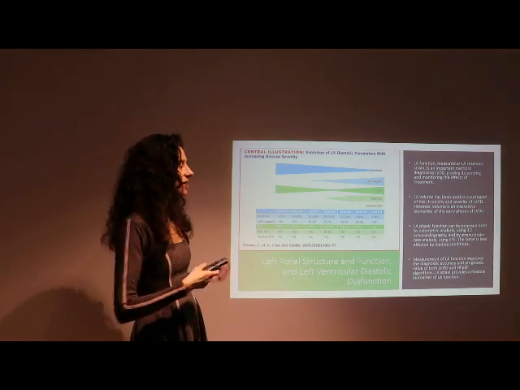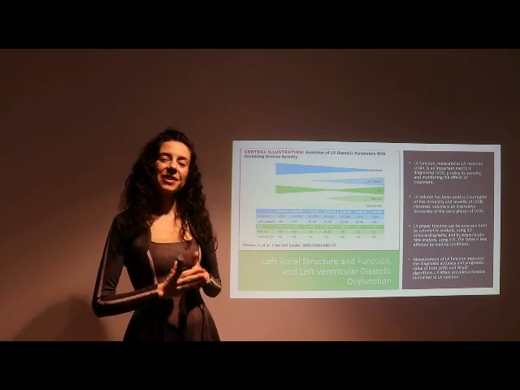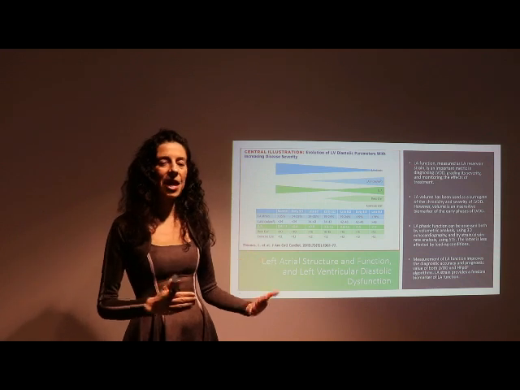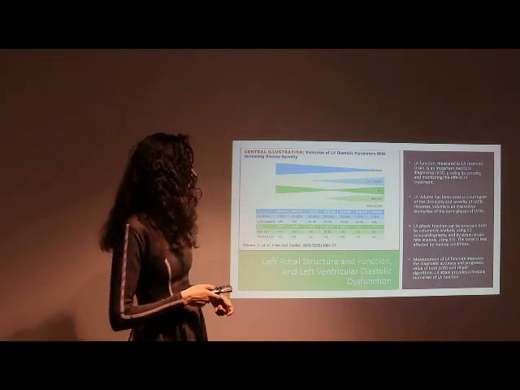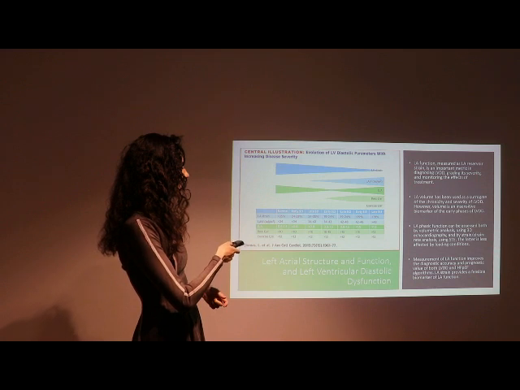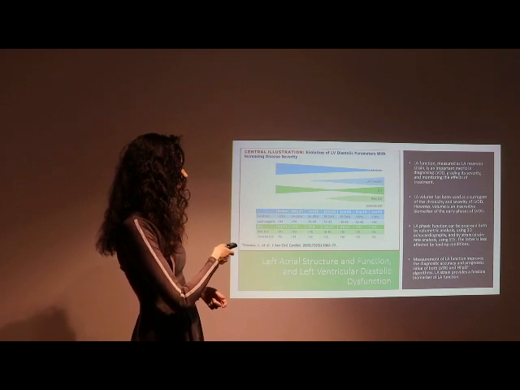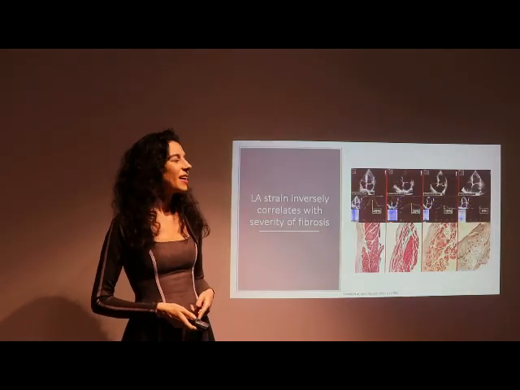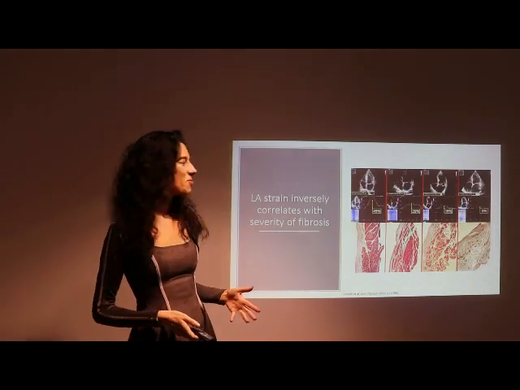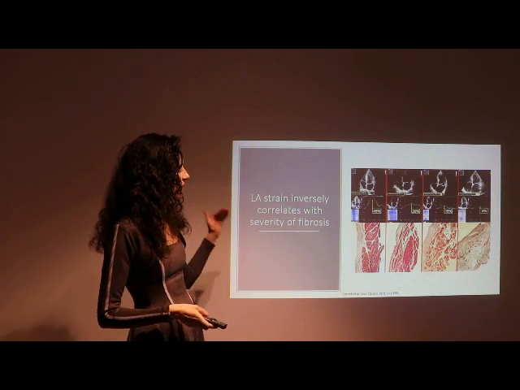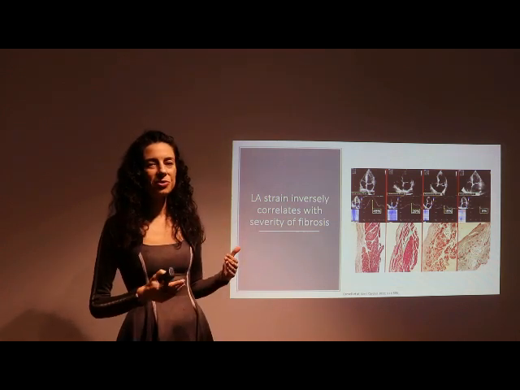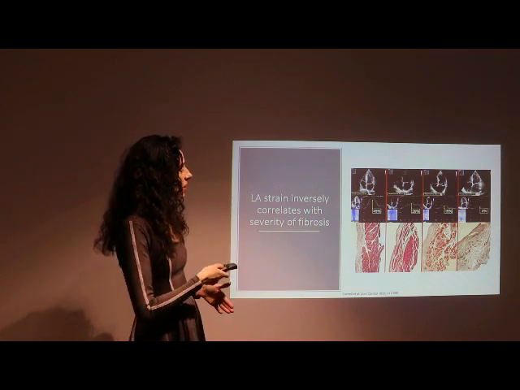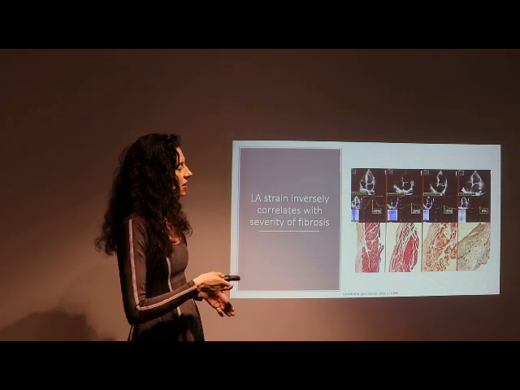And you could see that the only parameter that distinguishes the early from the late stage 1 of the diastolic dysfunction is namely the strain of the left atrium. All other parameters are equal. Also, I would like to share with you that the strain of the left atrium is very strongly correlated with the severity of the fibrosis of the left atrium.